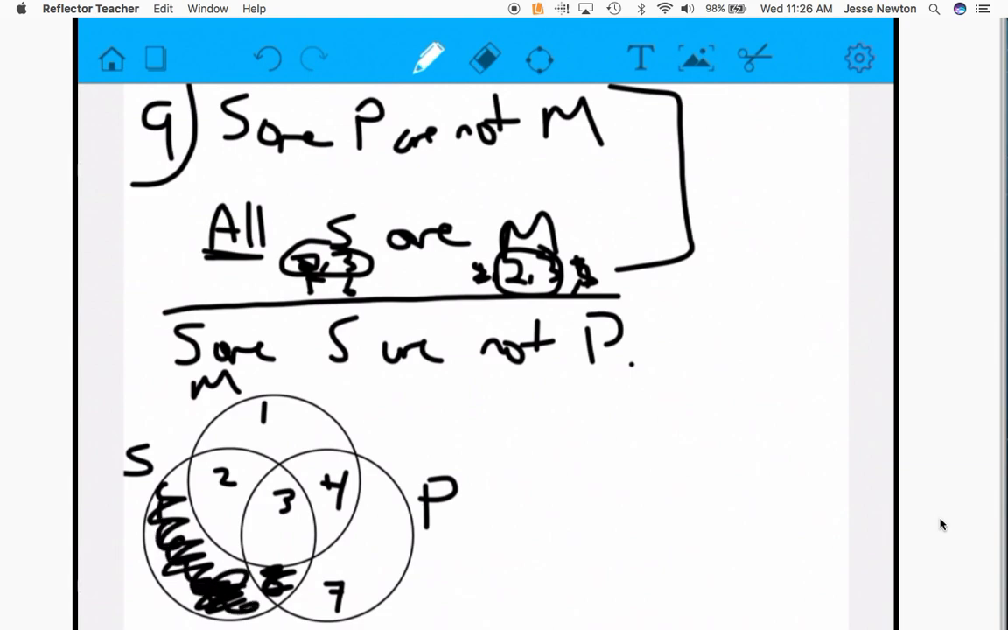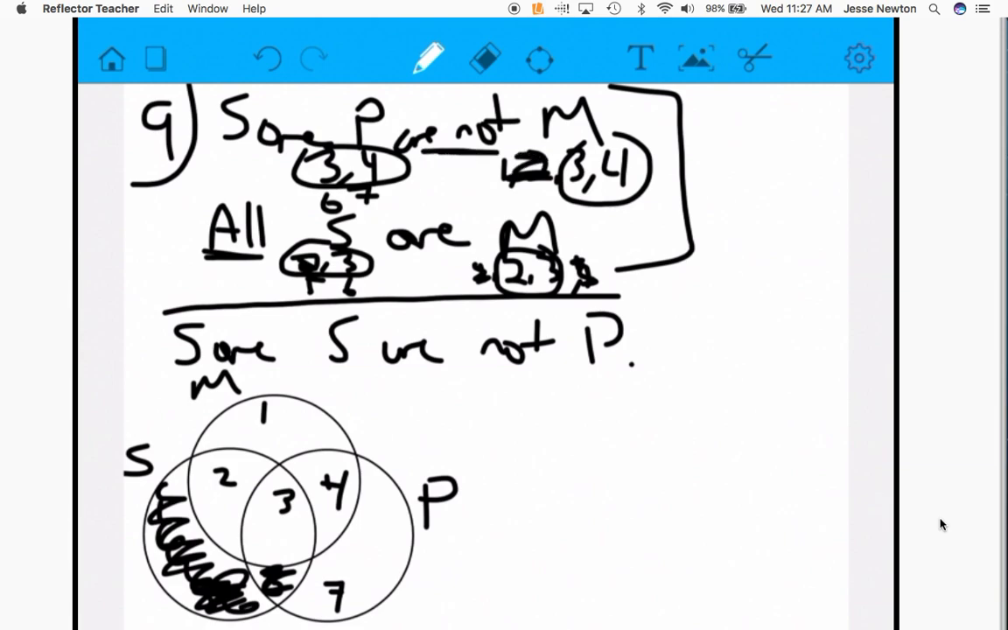Now we come up to the top. Some P are not M. So P is going to be 3, 4, 6, and 7. M, 1, 2, 3, and 4. And we circle the regions of overlap, which in this case is 3 and 4. We scribble out that. And we're saying are not. Make sure to pay attention to that. So it's are not in 3 and 4, which means it is in 6 or 7. But notice 6 has already been scribbled out. So this is the only place we can put an X.